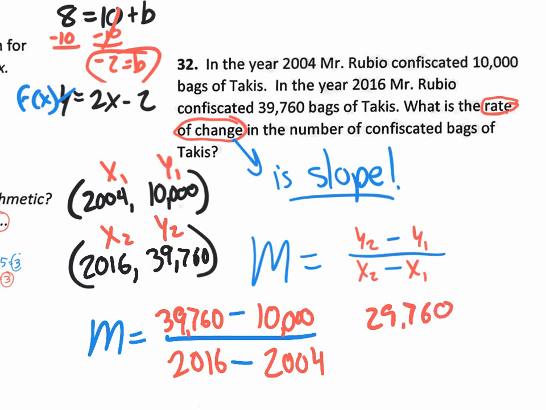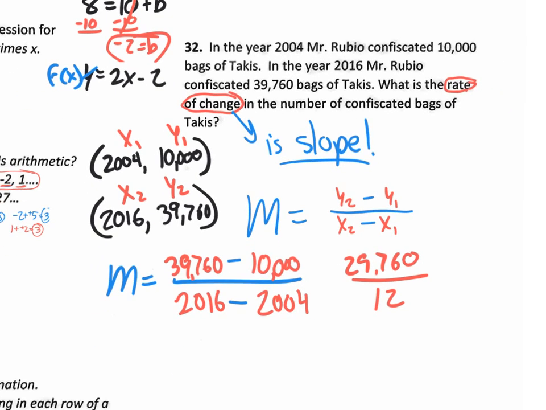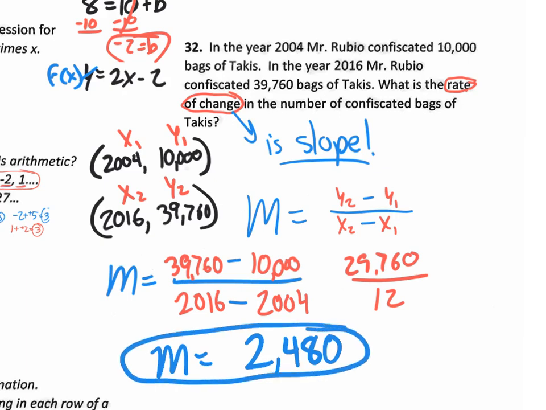29,760. And on the bottom, 2016 minus 2004, that's really a period of 12 years. So that's your slope, but you want to reduce it as much as possible. And this fraction really is a division problem. 29,760 divided by 12 on a calculator is 2,480. So the answer is, the rate of change is 2,480. Now what does that mean? Per year, there was an increase of 2,480 bags of Takis being confiscated.